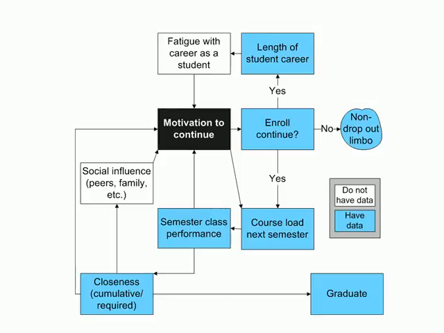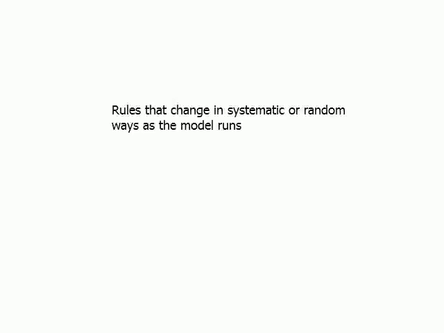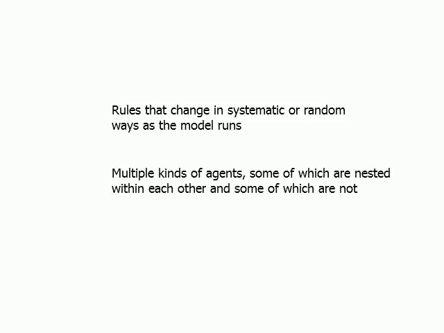It's important to keep in mind that we are not offering this example as the be-all and the end-all of what an agent-based model can be. We only want to provide a sense of how one can move from having agents to having an executable agent-based model. That's the process, but keep in mind that agent-based models can have many interesting complications. For instance, models can have rules that change in systematic or random ways as the model runs, multiple kinds of agents, some of which are nested within each other and some of which are not, and shifting environments.